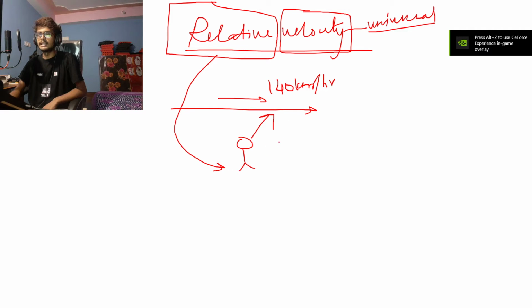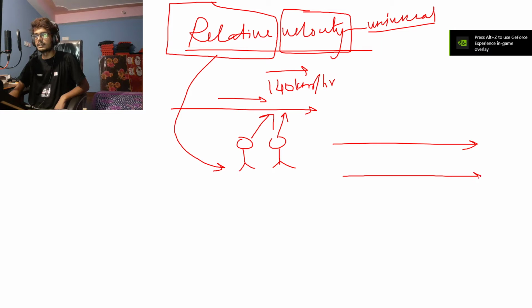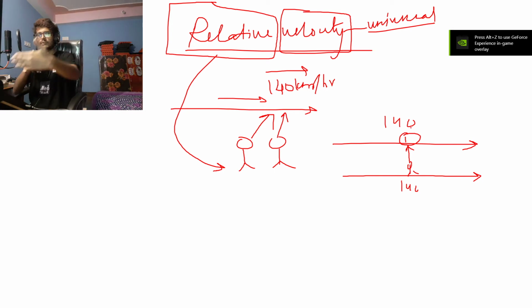For me who is standing, and someone else standing here with me, the velocity of the moving train is 140 kilometer per hour. Now if I change the perspective, if I am traveling in another train going in the same direction at the same velocity, then for me this train is literally stationary. If I see a certain mark on the train, and I'm just parallel to that mark, I'm seeing the mark directly in front of me.